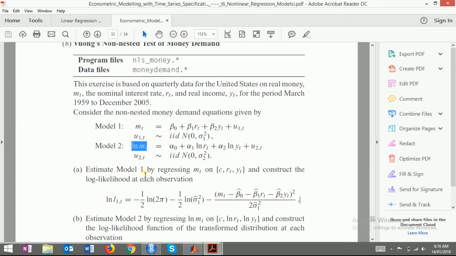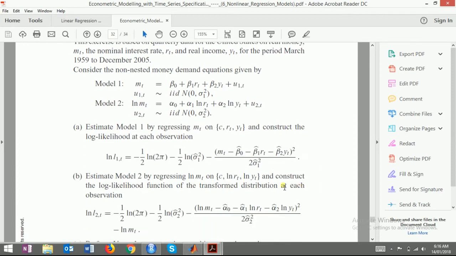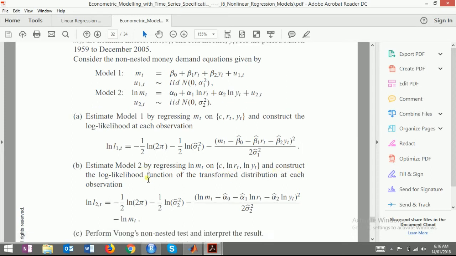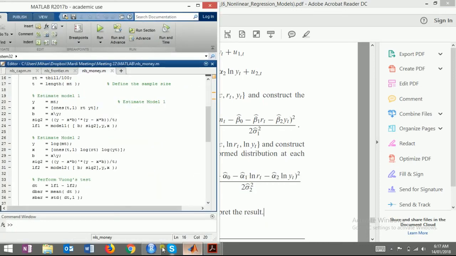Estimate model 1 by regressing M on C, RT and YT. Well, real money, real interest rate and the consumption function, and construct the log likelihood at each observation. Log likelihood function is given. Estimate model 2 by regressing log of MT on C, log YT, and construct the log likelihood function of the transformed distribution. Perform Young's non-nested test and interpret the result. Let's see what that is talking about.